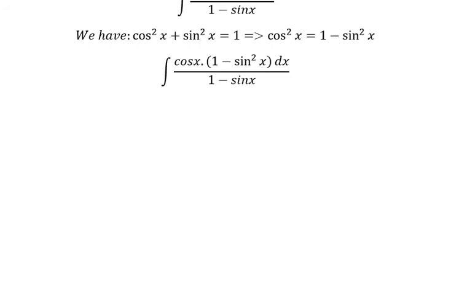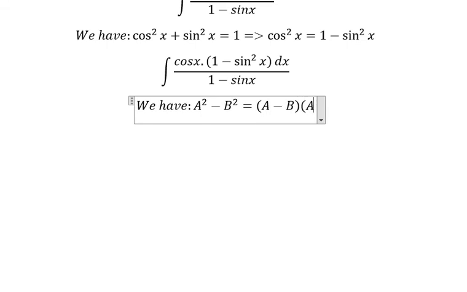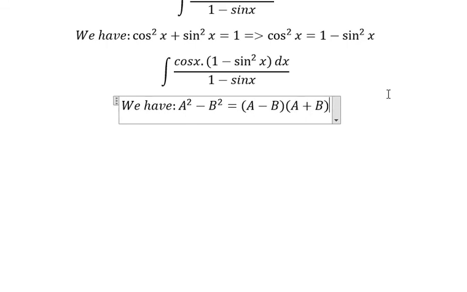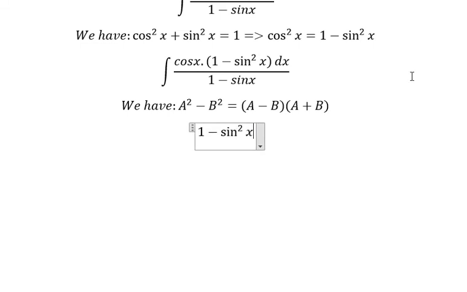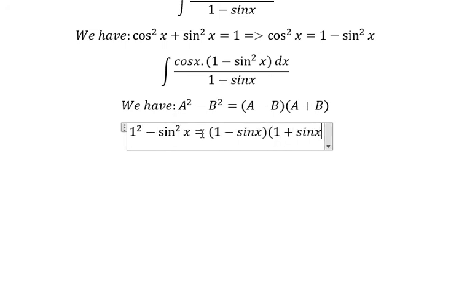Next, we have capital A to the power of 2 minus capital B to the power of 2 equals to A minus B multiplied with A plus B. So in here, we have 1 minus sine x to the power of 2. Number 1 just like 1 to the power of 2. So you will get 1 minus sine x multiplied 1 plus sine x.